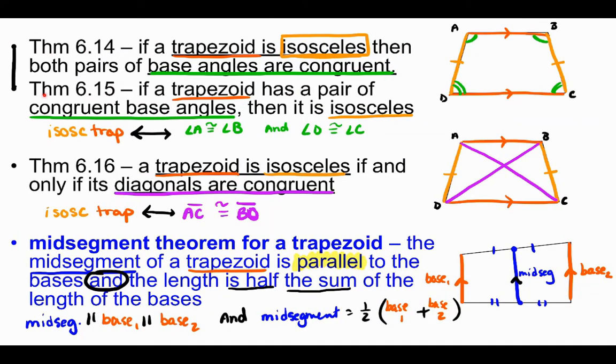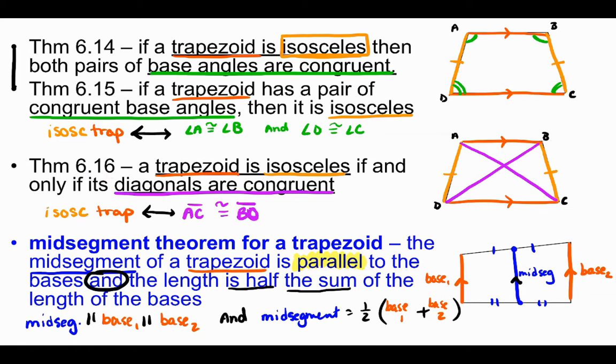Theorem 614 and 615 are converses of each other. So if you put them together, they will create an if and only if statement. So we're going to have a trapezoid, so we're going to have the pair of parallels. And if we have a trapezoid that is isosceles, so it has the congruent legs, then the base angles are congruent. So my two angles with base 1 are congruent. My two angles with base 2 are congruent. And conversely, if I have a trapezoid with congruent base angles, then it's going to have to be isosceles.